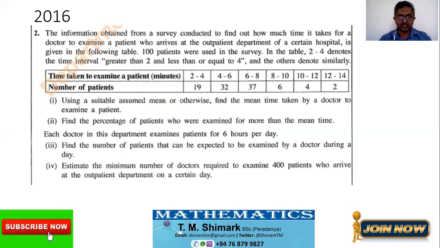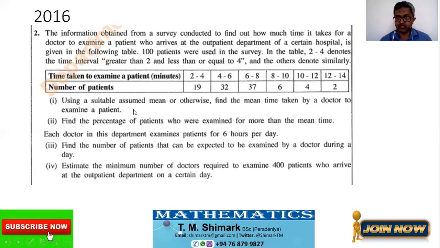Here we have the information obtained from a survey conducted to find out how much time it takes for a doctor to examine a patient who arrives at the outpatient department of a certain hospital. It is given in the following table. 100 patients are surveyed, and in the table 2 to 4 denotes a time interval greater than 2 and less than or equal to 4. 4 is included. The first question asked is: using a suitable assumed mean or otherwise, find the mean time taken by a doctor to examine a patient.